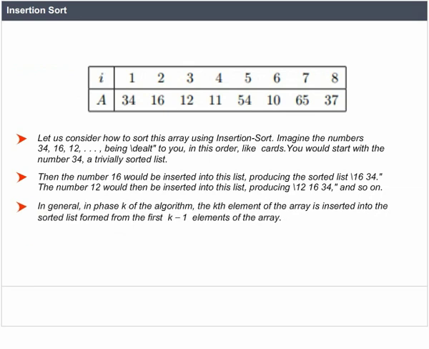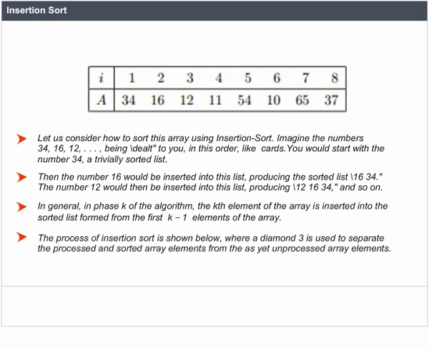In general, in phase k of the algorithm, the kth element of the array is inserted into the sorted list formed from the first k-1 elements of the array. The process of insertion sort is shown below, where a diamond is used to separate the processed and sorted array elements from the as yet unprocessed array elements.